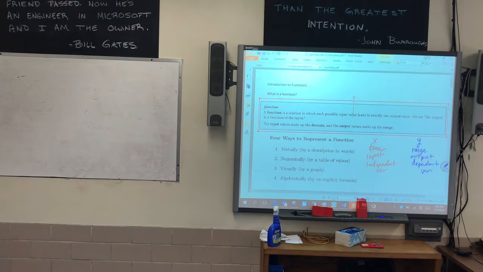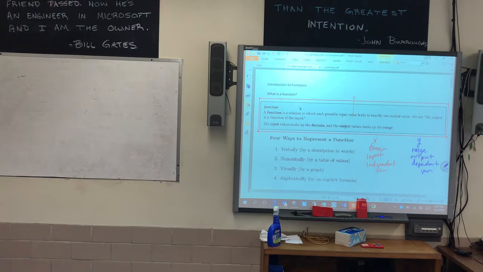So think about your height as a function of time. Your height depends on how old you are, right? The temperature of the day depends on what time of day it is. So a lot of your functions, we're going to think of them that way, in regard to independent and dependent variables, inputs, outputs, ranges, and domains.